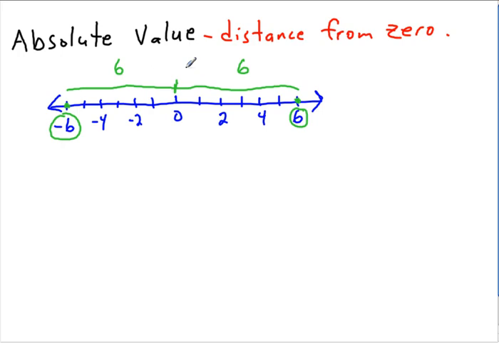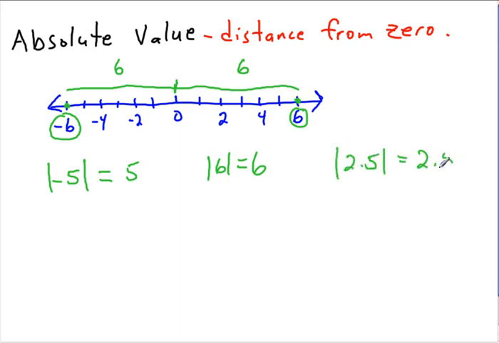So you can think of absolute value as being the positive version of any number. So the absolute value of negative 5, and this is the symbol for absolute value, it's 2 lines on either side. The absolute value of negative 5 is 5. The absolute value of 6, we already did that one, is 6. The absolute value of 2.5 is 2.5. The reason I'm talking about absolute value is because it helps when you're adding positive and negative numbers.